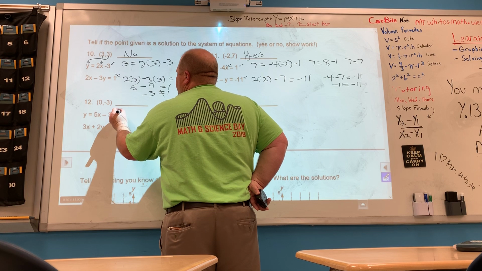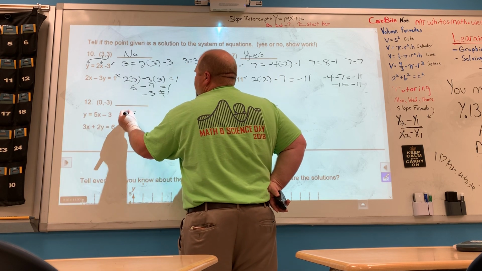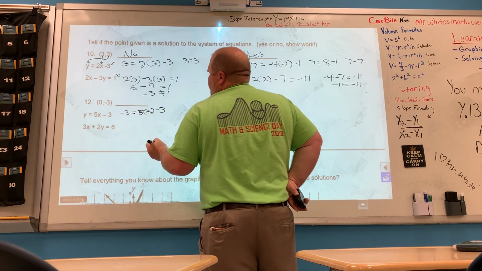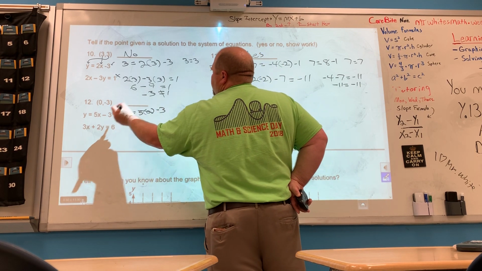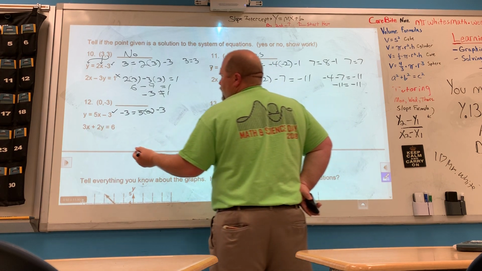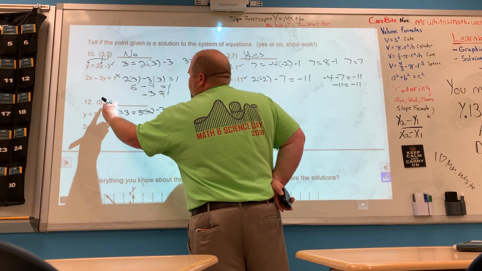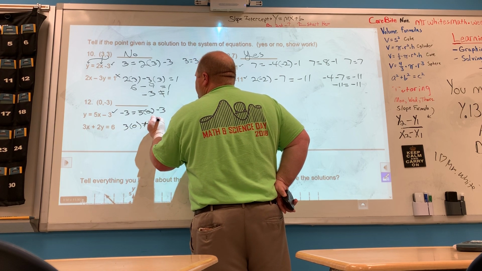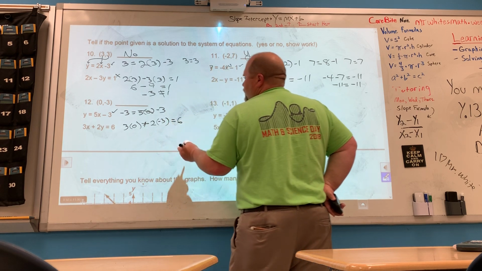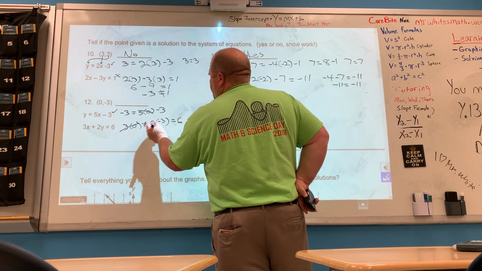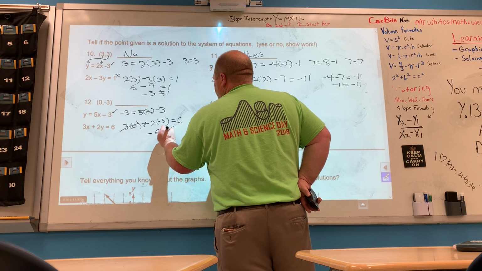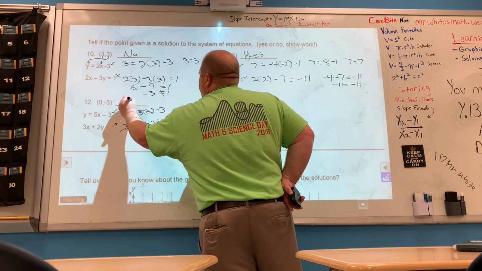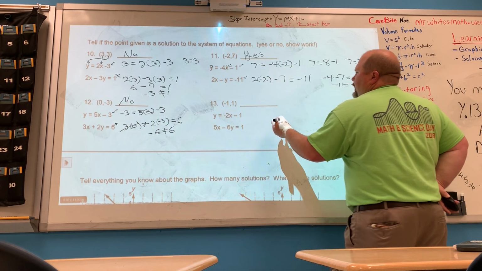So we have negative 3, which is going to replace that y value, and then 5 times 0 minus 3. We know that that just kind of cancels out and makes 0. Negative 3 does equal negative 3, so it works in the first one. Got to try the second one. So 3 times 0 plus 2 times negative 3 equals 6. 3 times 0 cancels out. 2 times negative 3 is negative 6. Negative 6 does not equal positive 6. That's a no.